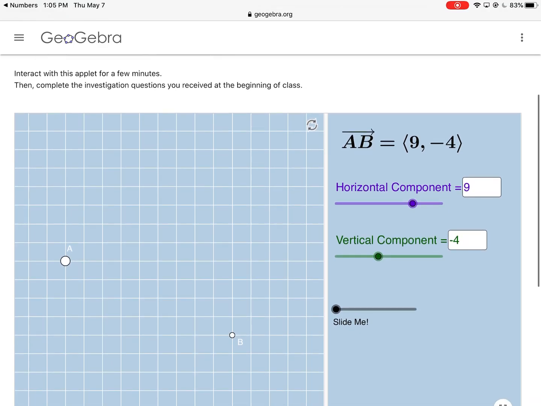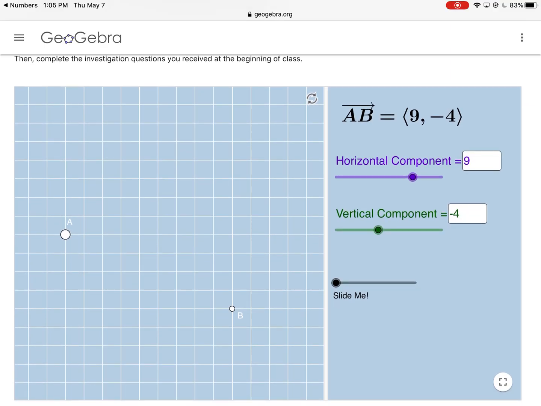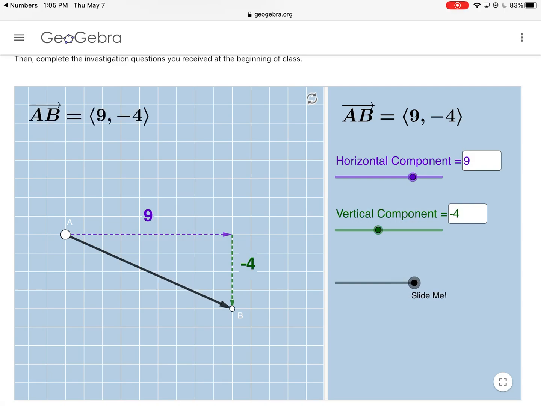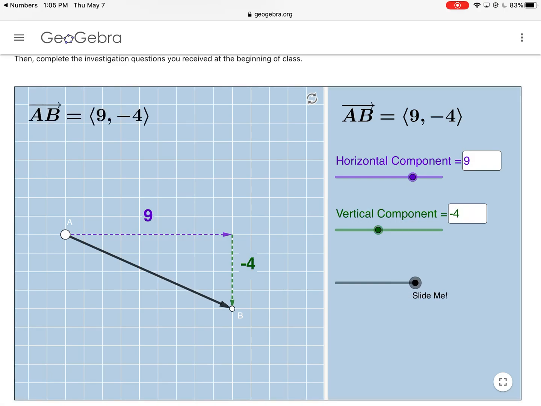All right, so here I have vector AB. We're using the notation based on the initial and terminal points. And it has components of 9, -4. So all that just means is to go from point A to point B, you're going to have to travel 9 units horizontally to the right, and then 4 units downward, since 4 is negative, to get to point B. And then notice that black arrow there, that represents your vector AB. Okay?